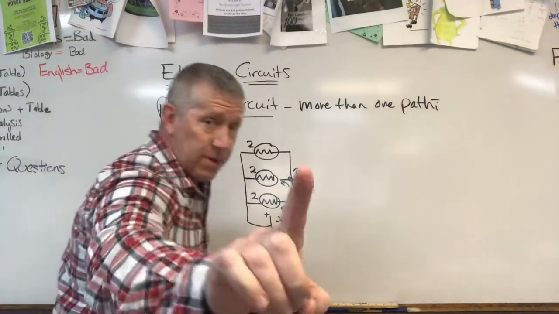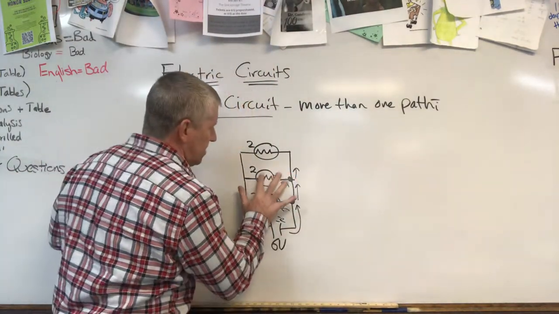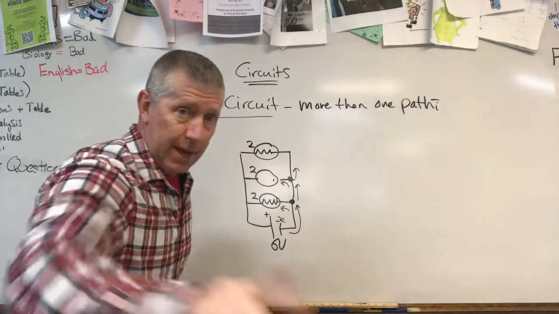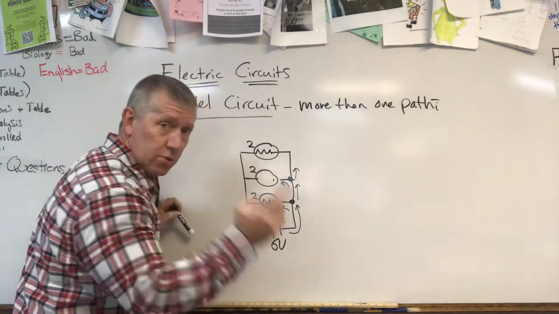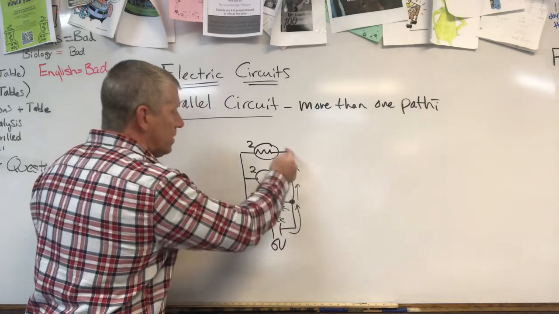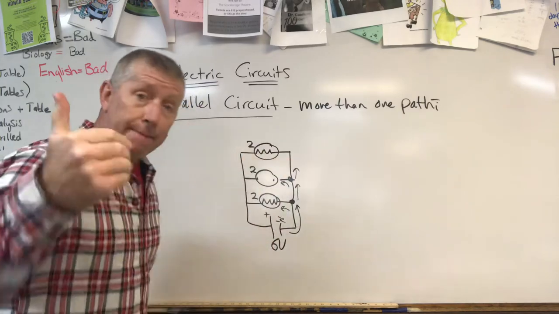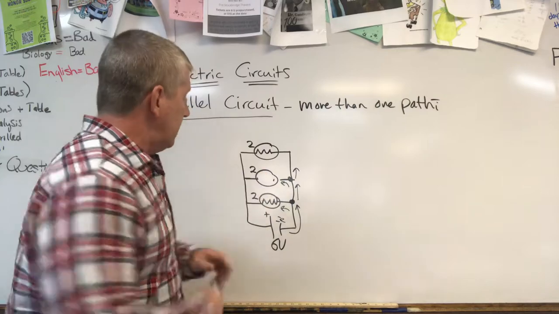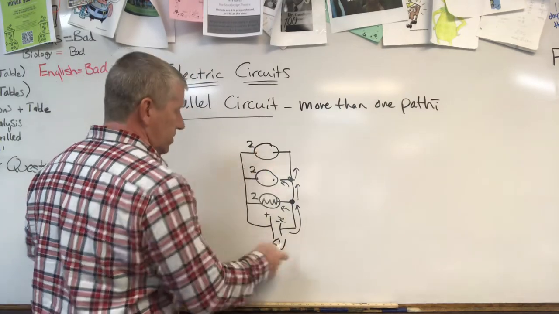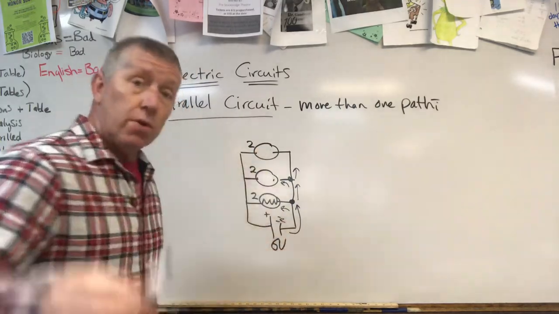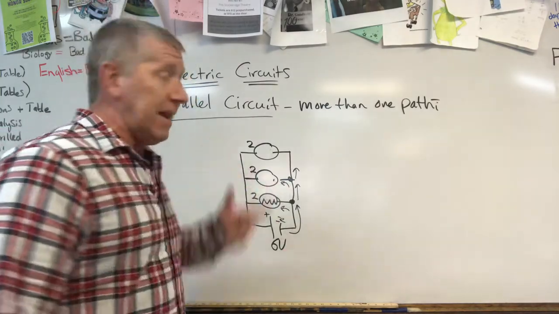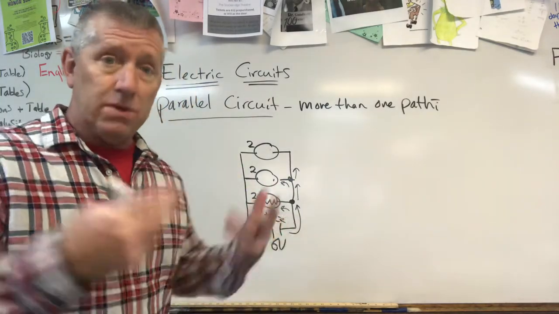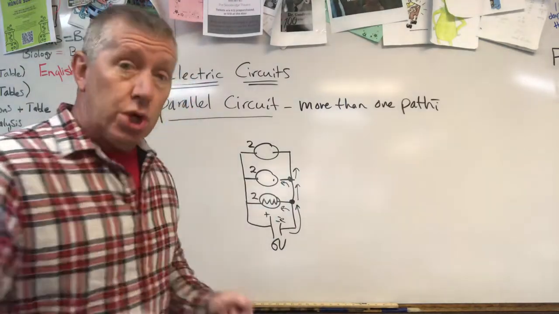All right, now if one goes out, they don't all go out. Let's say this one goes out. Okay, now the electrons can go down this path and get back to the positive. That's what we're trying to do, get back to the positive. Or they can go down this path and get back to the positive. So they can get back even though one's going out. In fact, if two goes out, they can still get back. So the circuit would still function. At least part of the circuit would still function. That's the advantage of parallel. If one goes out, they all don't go out. Okay. And the other thing is two.